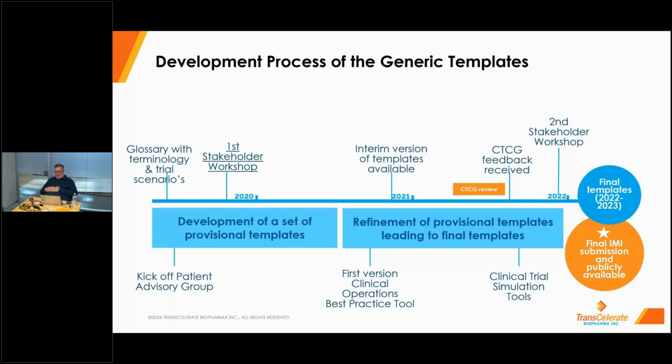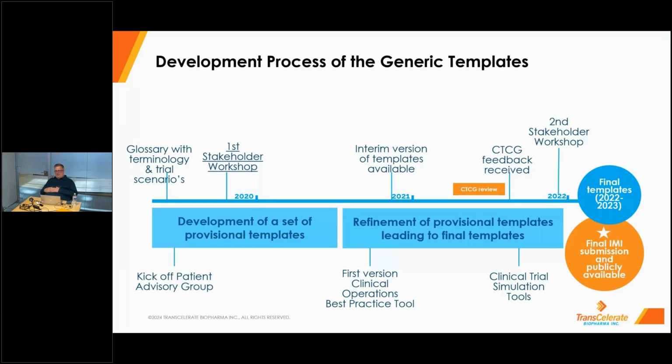After multiple iterations, we were able to come up with a final set of templates in spring of 2023 that were submitted as part of the end package with IMI, and these are publicly available. We were also able to have an in-person workshop in September of 2022 as some of the restrictions of the pandemic wore down. That was very helpful to get all our ducks in a row and to go through some of the CTCG format.